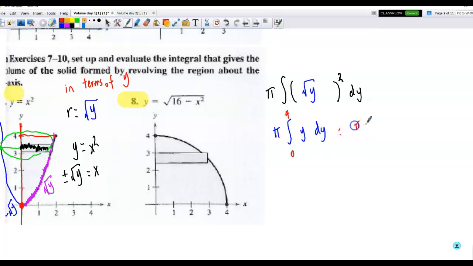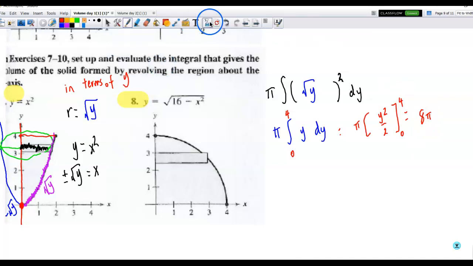And then, of course, you're going to integrate that, and you get y squared over 2, evaluated from a low y value of 0 to a high y value of 4. And if you evaluate that correctly, you will get an answer of 8 pi.